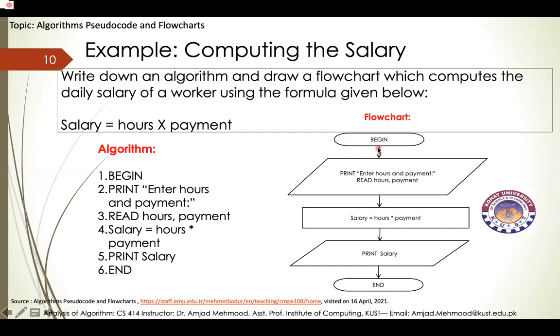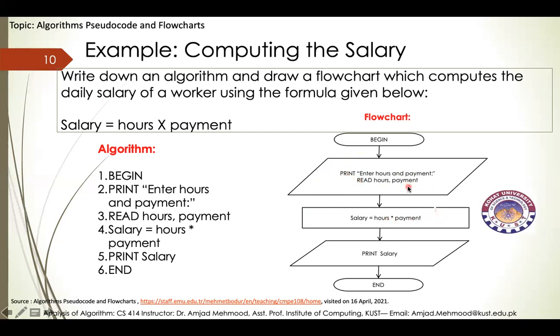Now come to the flowchart. Here you can see, as we have already seen in the flowchart symbols, you must understand which symbol you are using. This is also very important, otherwise you will be in trouble. For example, here the program is started with this ellipse sign. So this is the program starting symbol. We have written here begin, and then this is the input symbol, where you are asking for the hours and payment, and then read the payment.